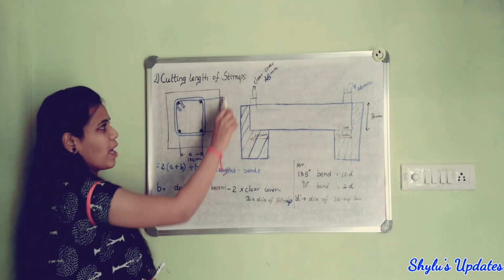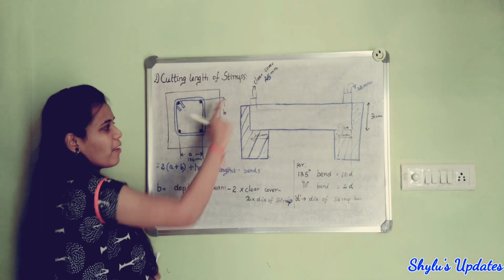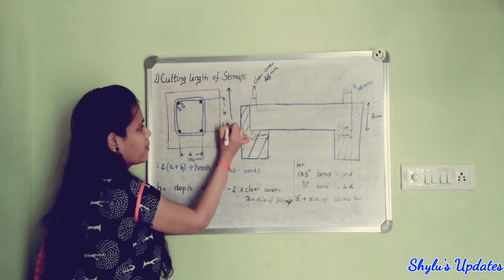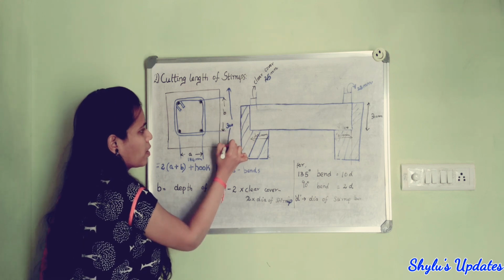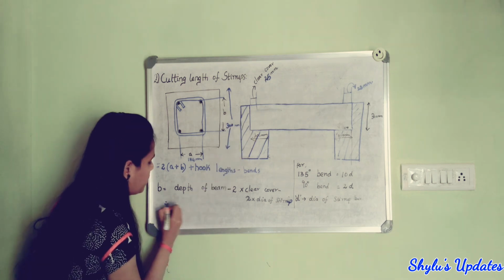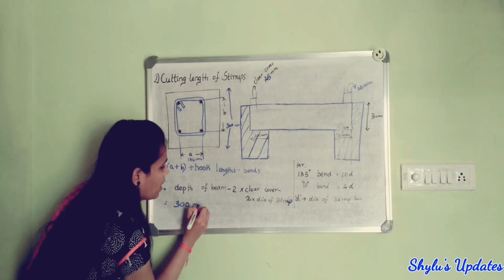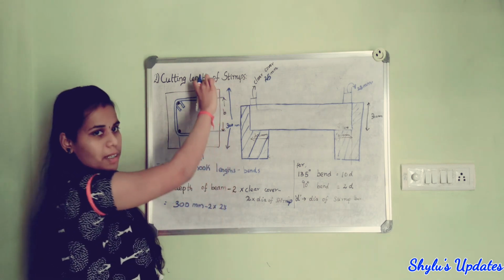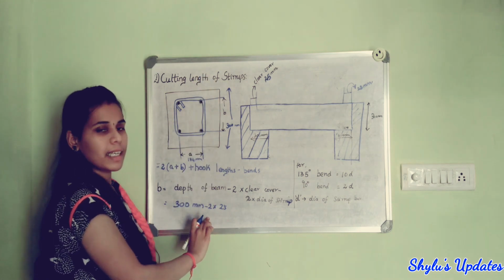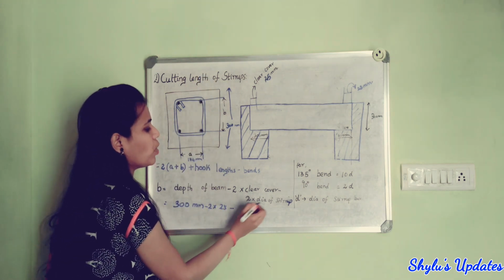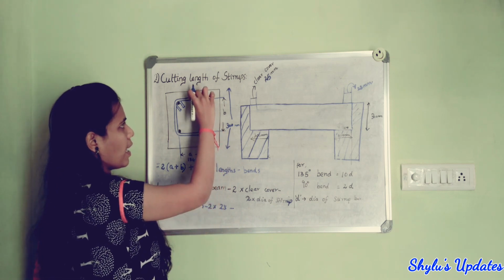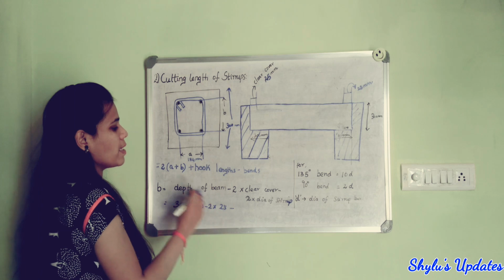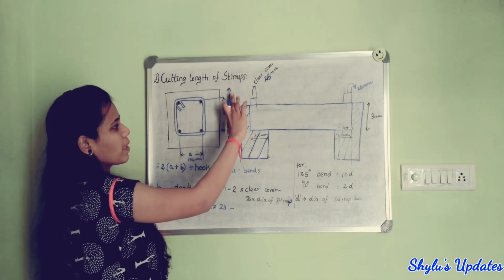B value is, first we have to take depth of beam. Depth of beam is 300 mm, isn't it? 300 mm, minus 2 into clear cover. Both the sides clear covers are there, so both the sides we have to minus the clear cover. Minus 2 into dia of stirrup. This dia we have to minus. So when we solve this, we get the answer for the B value.